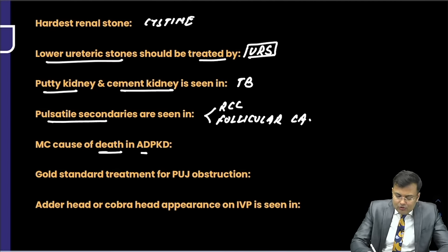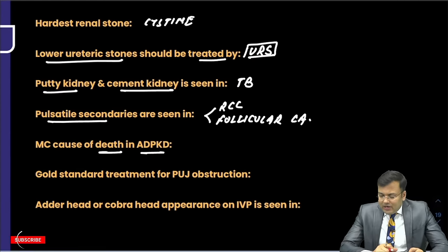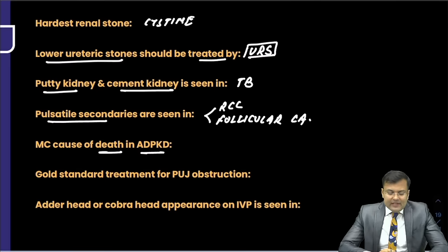Next question. Most common cause of death in AD-PKD, autosomal dominant polycystic kidney disease. Tell me, guys. Most common cause of death in AD-PKD.